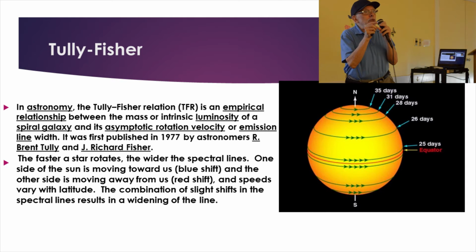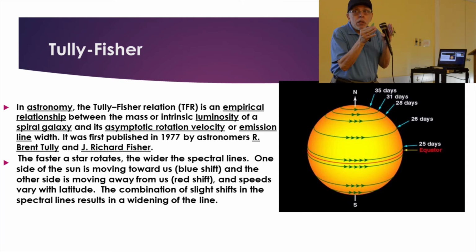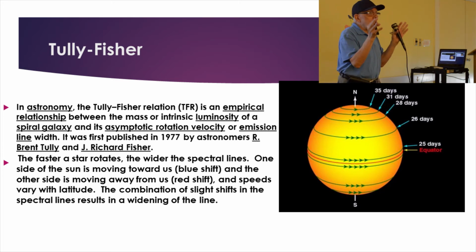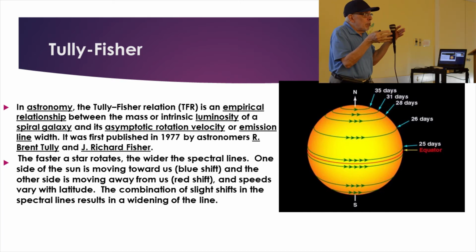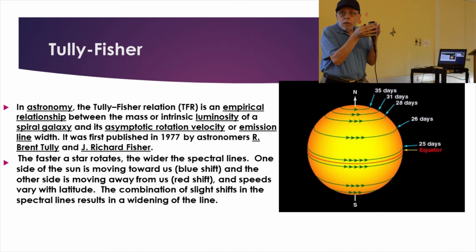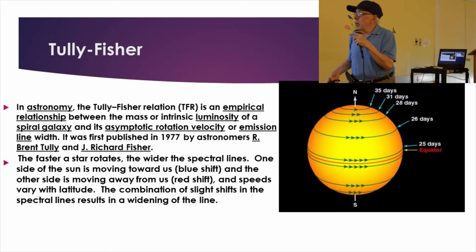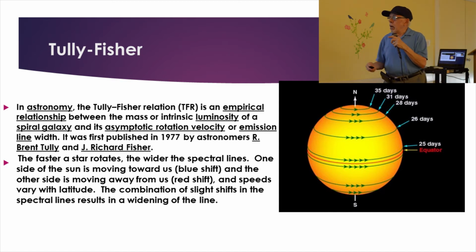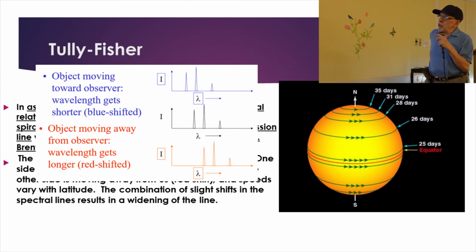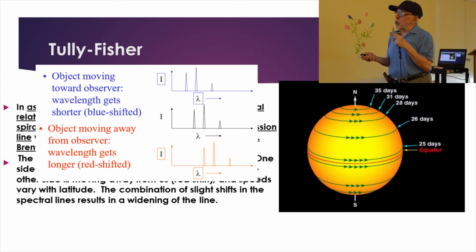What this does to the spectral line is it broadens it. Because if we look at all the light coming from the sun, some of it will be shifted toward the red, some toward the blue, and some will be right in the middle. So it broadens the spectral line. The combination of shifts in the spectral lines result in a widening of the line. So here you can see an object moving toward the observer, the wavelengths get shifted toward the blue end, moving away it gets shifted toward the red end.